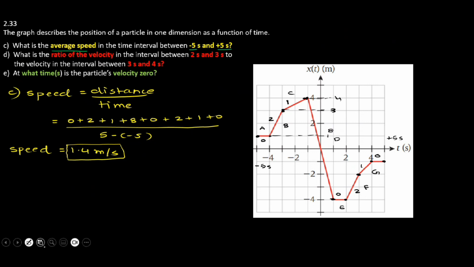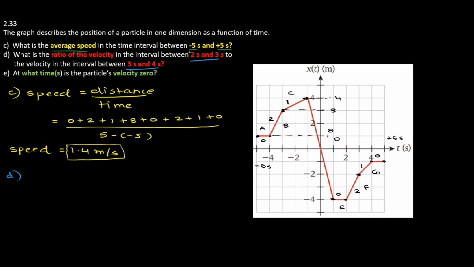Now part D of the question is asking me, what is the ratio of the velocity in the interval between 2 seconds to 3 seconds to the velocity in the interval between 3 seconds to 4 seconds? So I need to find velocity between two separate intervals of time, and I need to take their ratio.